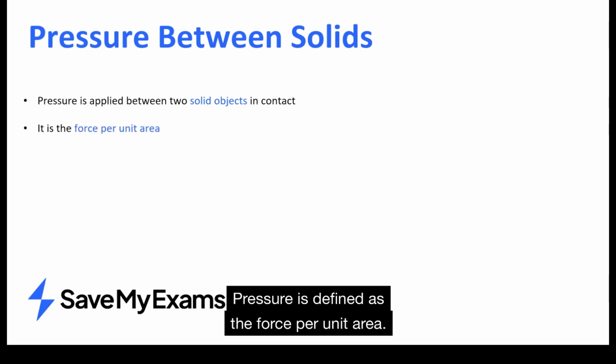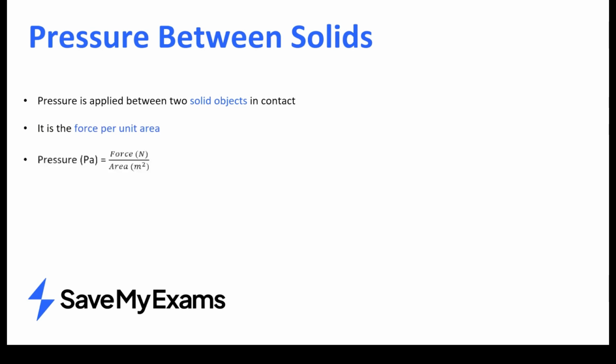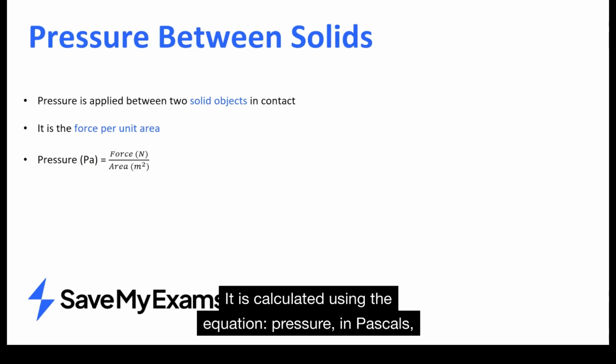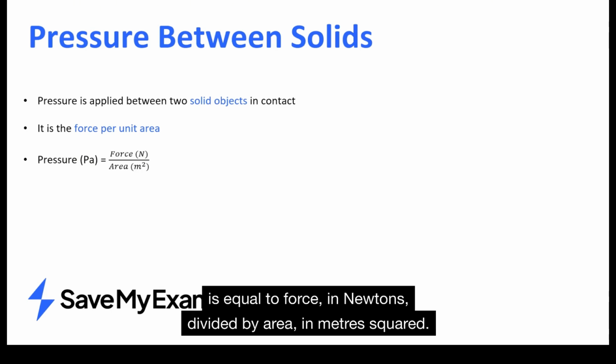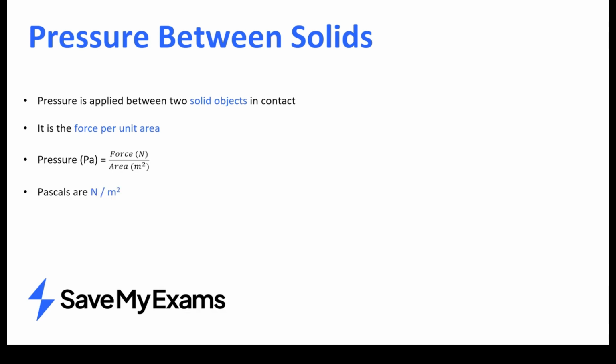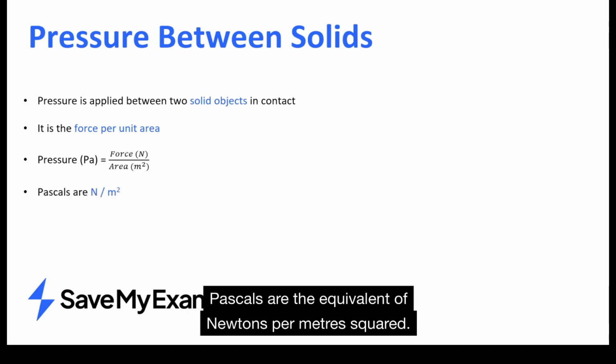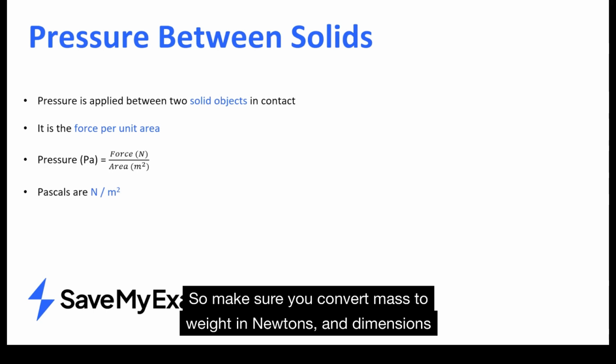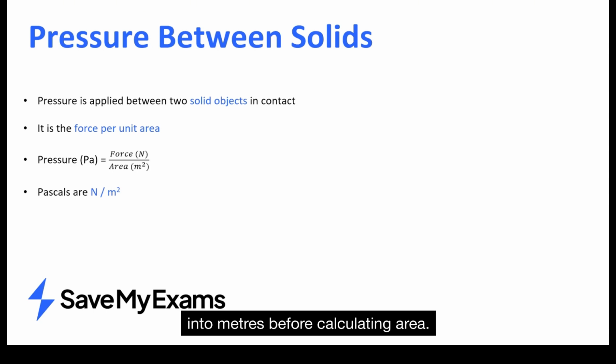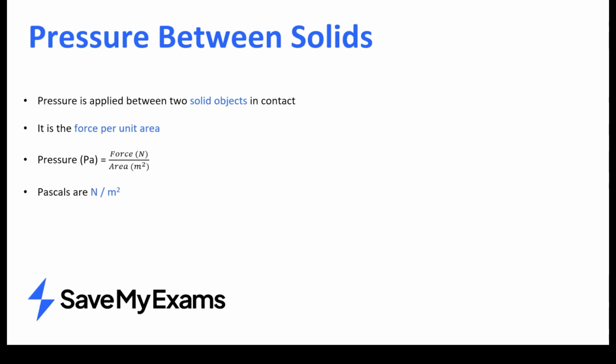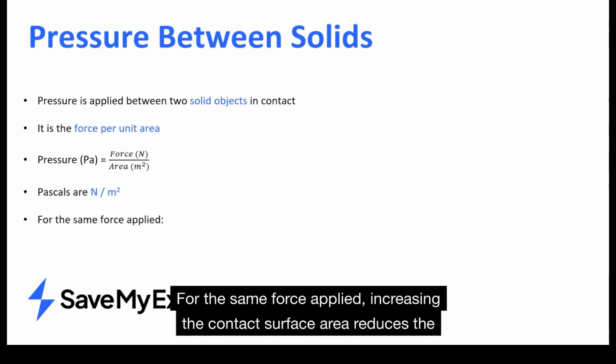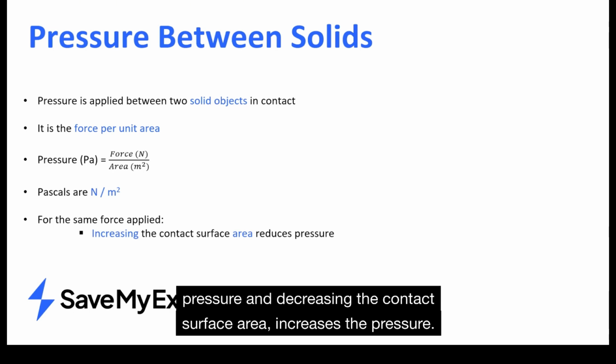Pressure is defined as the force per unit area. It is calculated using the equation pressure in pascals is equal to force in newtons divided by area in meters squared. Pascals are the equivalent of newtons per meter squared. So make sure you convert mass to weight in newtons and dimensions into meters before calculating area. For the same force applied, increasing the contact surface area reduces the pressure, and decreasing the contact surface area increases the pressure.